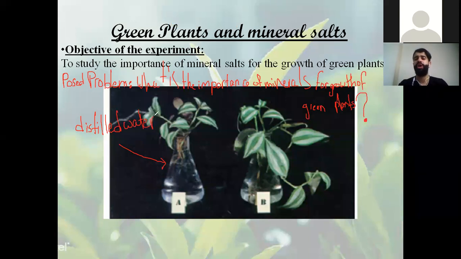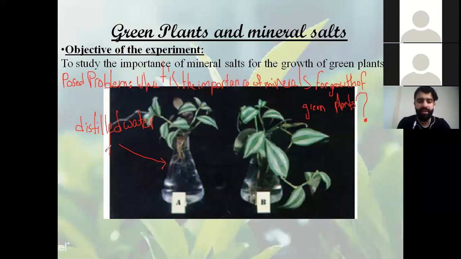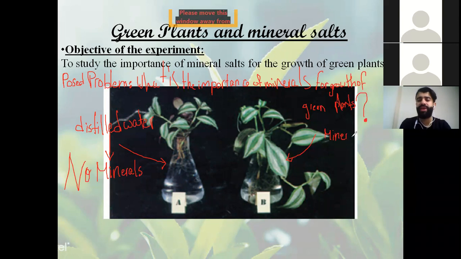Yes, Hassan, what do you think? Distilled water is water that does not have any minerals in it. Okay, very good. So we have no minerals in this water, so we have no minerals in plant A. While plant B was placed in mineral water. What does this mean? Mineral water, meaning that it contains what?